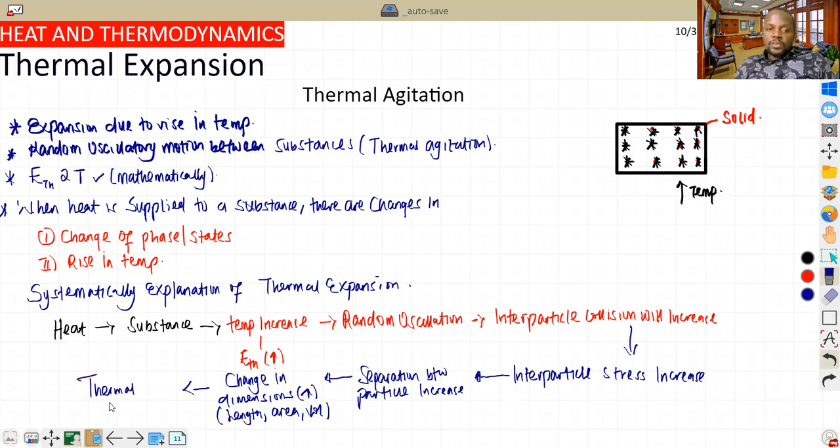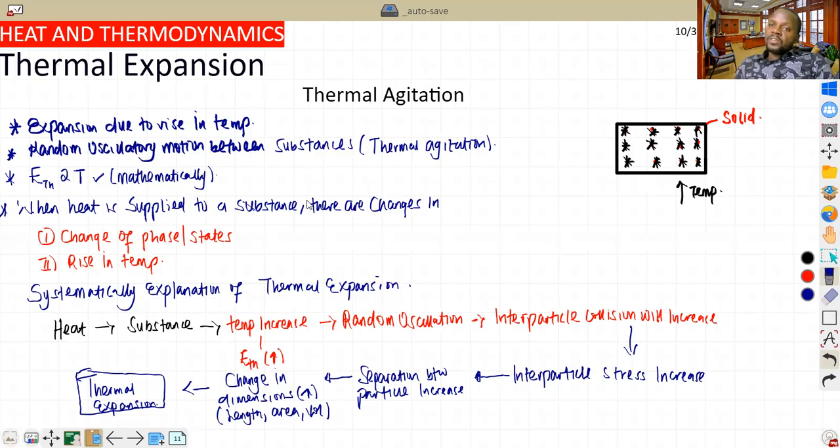And when the dimensions have increased, we say the process that has occurred is called thermal expansion. So this is the systematic way we explain the change in the physical property of a substance when there is a change in temperature, which we call thermal expansion. The most important thing we have studied in this slide is that thermal agitation brings about random oscillation. When random oscillation occurs, collision will take place. When they collide, there will be stress. When they are stressed, there will be space. When there are spaces, dimensions will change.